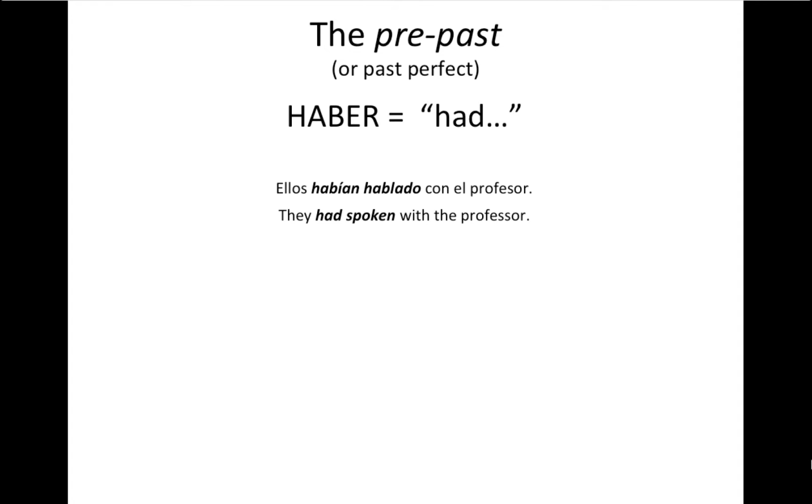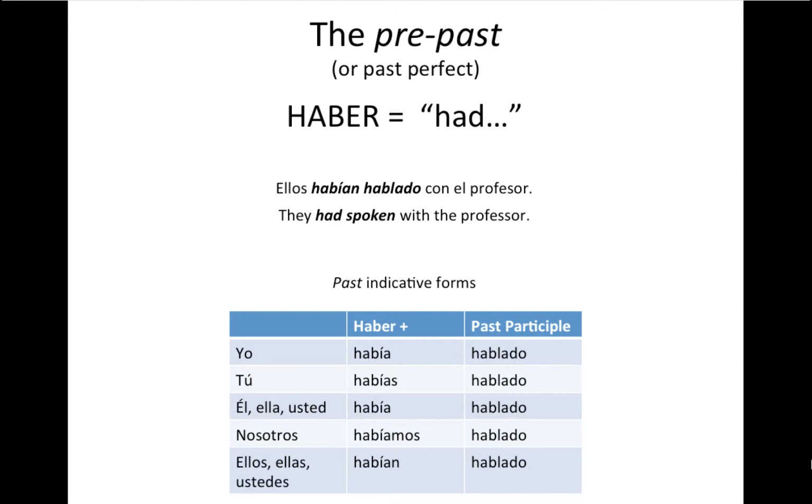Notice that this is in the past tense, and therefore the past indicative forms of haber are as follows. Yo había hablado, I had spoken. Tú habías hablado, you had spoken. Él, ella, usted había hablado, he or she or you formal had spoken. Nosotros habíamos hablado, we had spoken. Ellos, ellas, ustedes habían hablado, you guys had spoken.